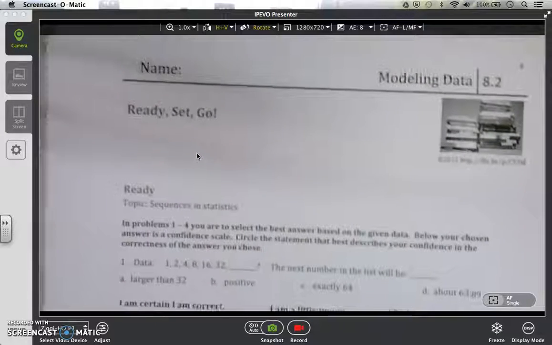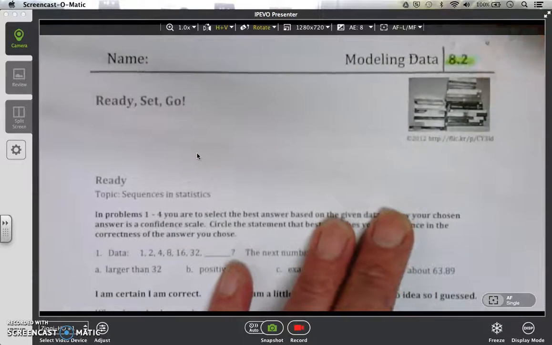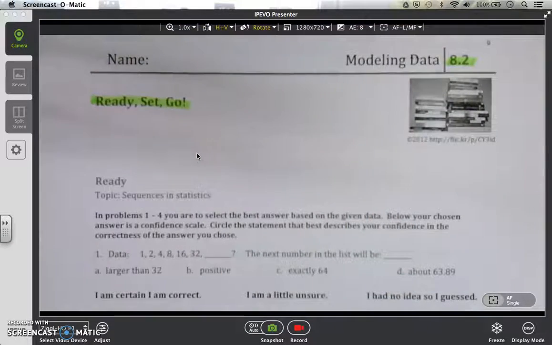All right, students, here we are. We're going to take a look at the modeling data, module 8, section 8.2, and this is the Ready, Set, Go activities. I want to walk you through some of them so we can see what's going on and figure out what they are asking for. Okay, so here we go.